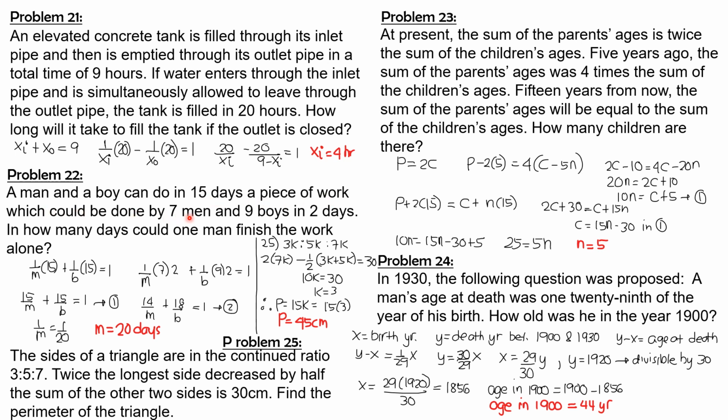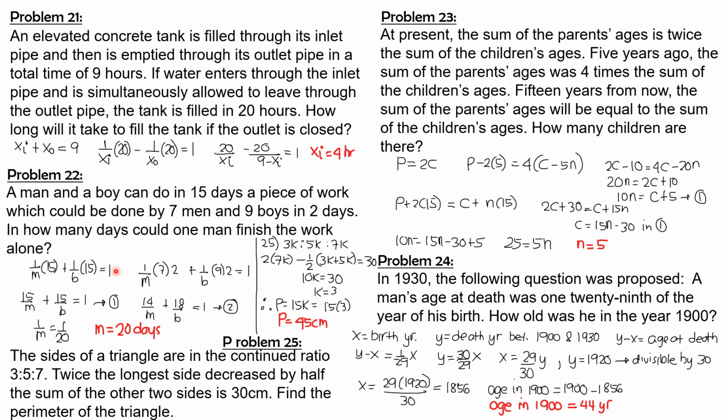Problem 22. A man and a boy can do in 15 days a piece of work which could be done by 7 men and 9 boys in 2 days. In how many days could one man finish the work? So the rate of the man would be the reciprocal, 1 over m, working for 15 days. Rate of the boy would be the reciprocal also, 1 over b, working for 15 days, equals 1 complete job.